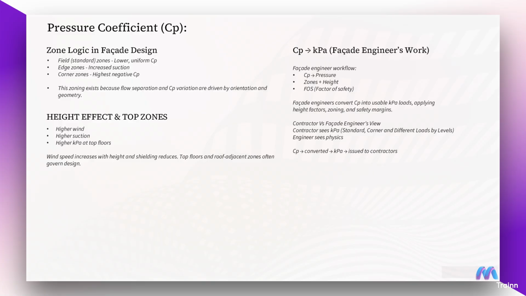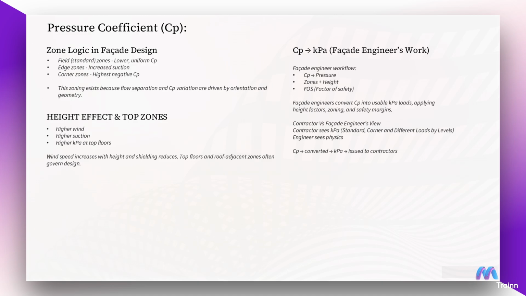Height effect and top zones. Higher wind, higher suction, higher kPa at top floors. Wind speed increases with height and shielding reduces. Top floors and roof-adjacent zones often govern design Cp.